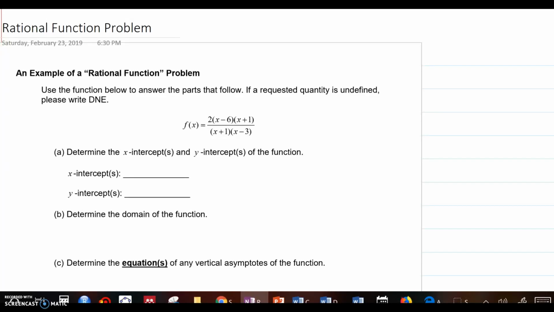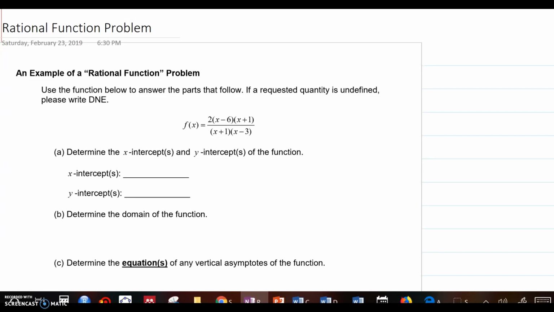Okay, good morning everyone. So in this video, my goal is to show you an example of a rational function problem. Assuming that you looked at the practice problems, participated in the activities in Desmos, or read the PowerPoints, or somehow know what rational functions are, you have the information about that.